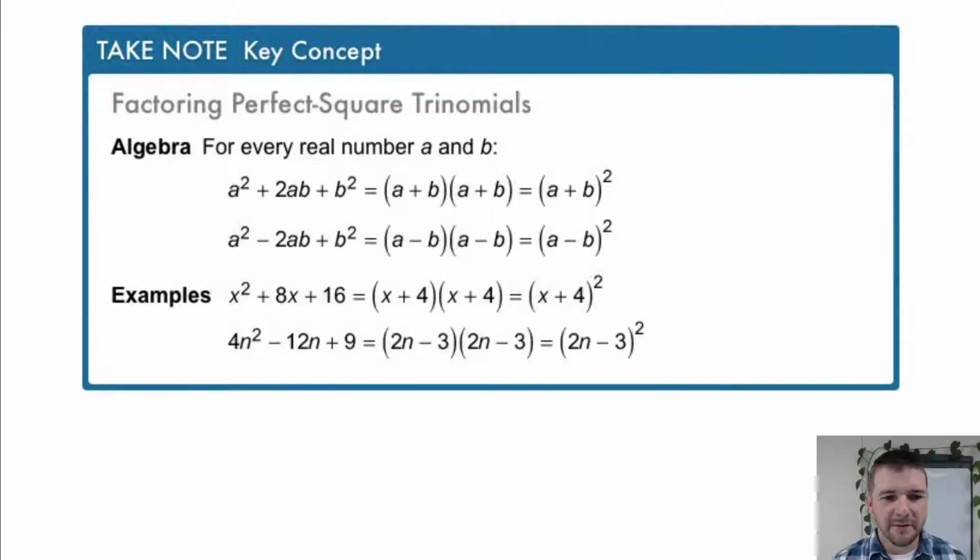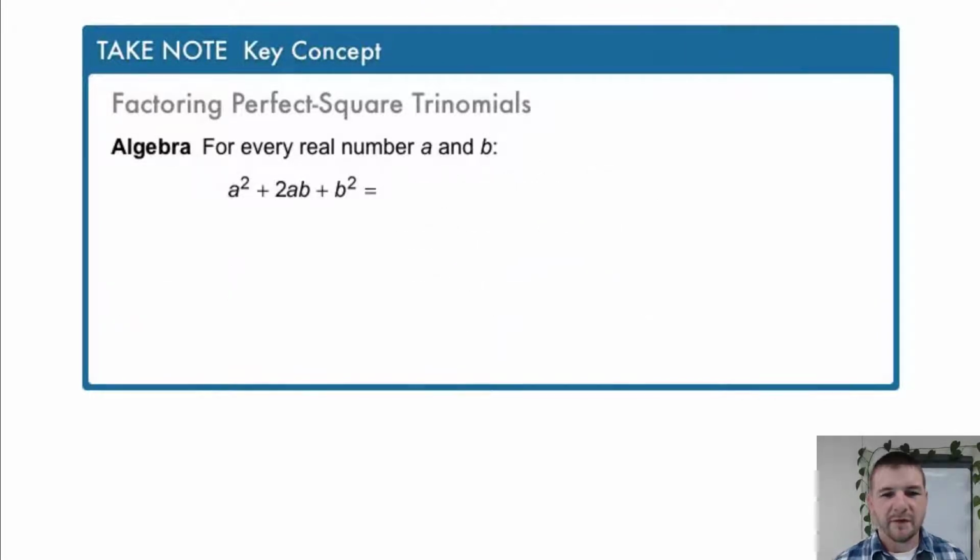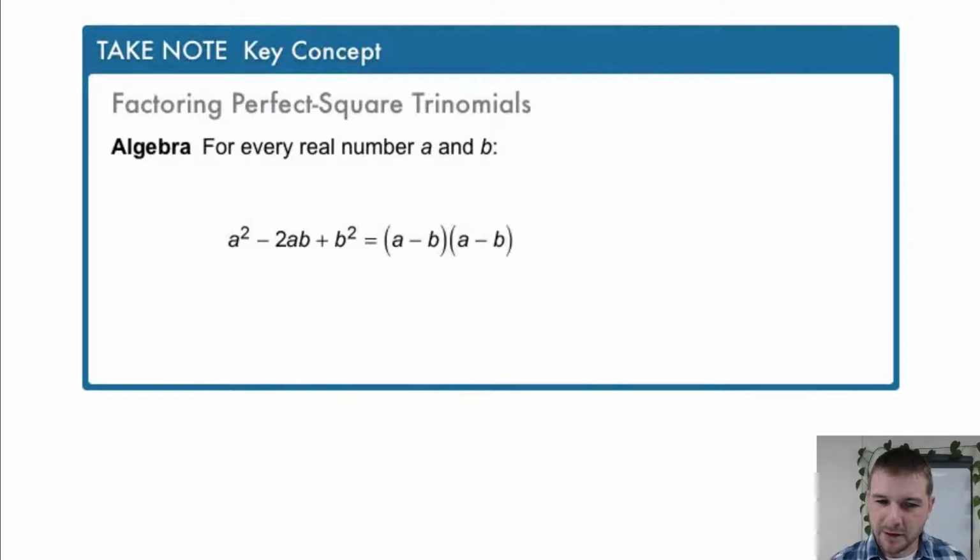Key concept: factoring perfect square trinomials. Algebra. For every real number a and b, a squared plus 2ab plus b squared equals the binomial a plus b times itself, and that equals the binomial a plus b squared. A squared minus 2ab plus b squared equals the binomial a minus b times itself, and that's a minus b squared.